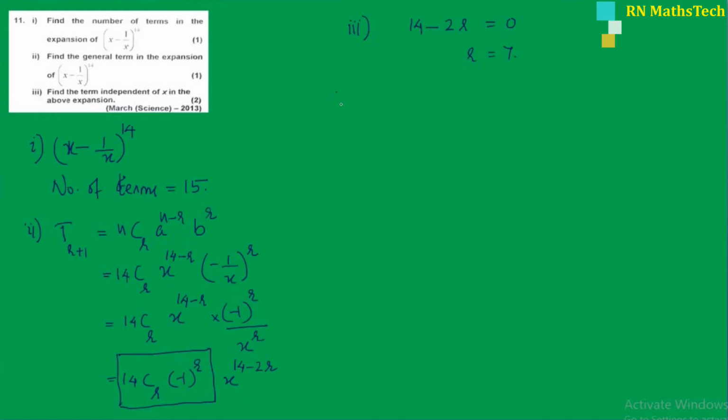Therefore the term independent of x is equal to 14c7 into minus 1 raised to 7. That is minus 14c7.